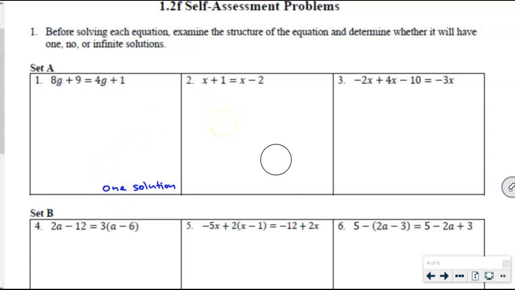2, one solution, no solution, infinite solutions. Charlie, how do you know?